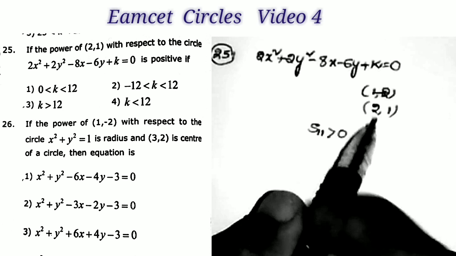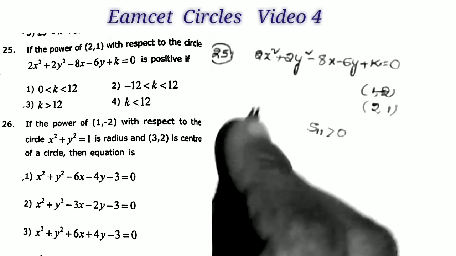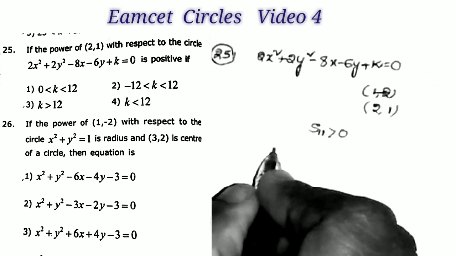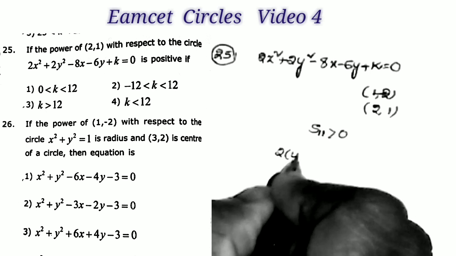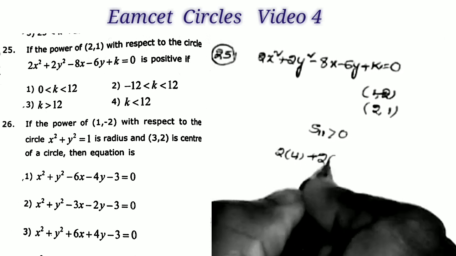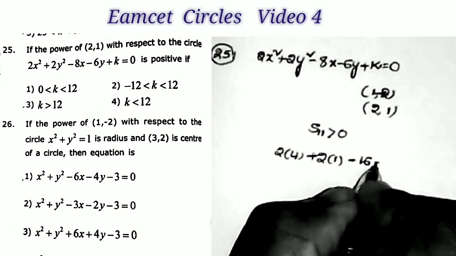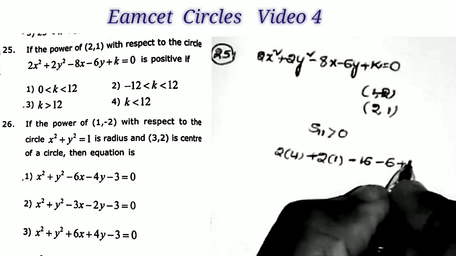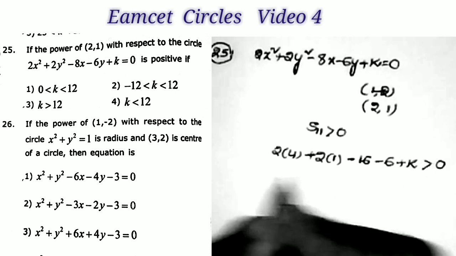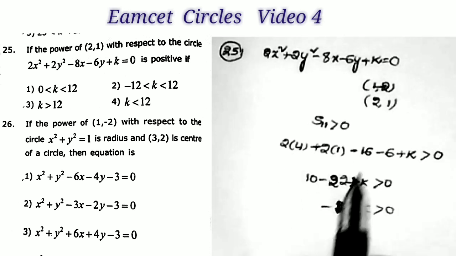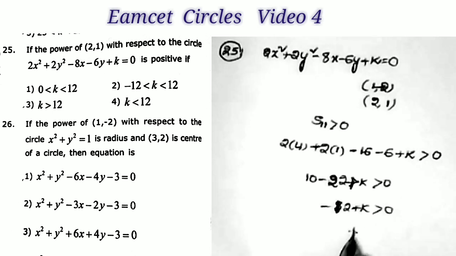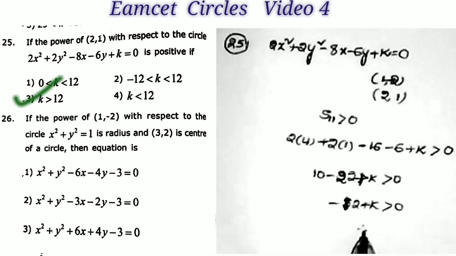What is S11? Substituting the given point in the circle equation. That is 2 into x square is equal to 4. 2 into y square is equal to 1. Minus 8 into 2 is equal to minus 16, minus 6, plus k greater than 0. That is 10 minus 22 plus k greater than 0, means minus 12 plus k greater than 0. Therefore, the value of k greater than 12, that is the last option.